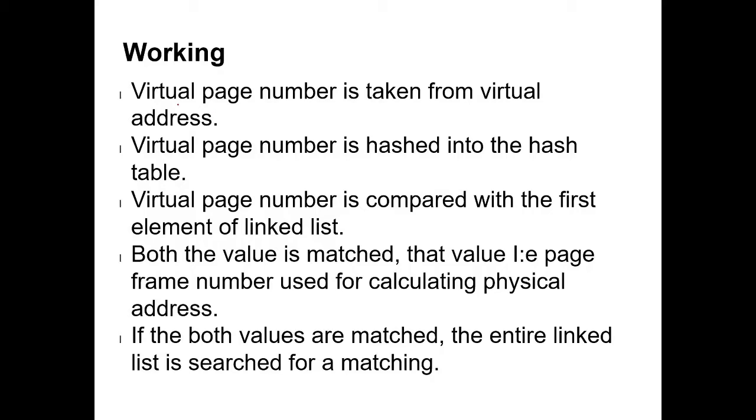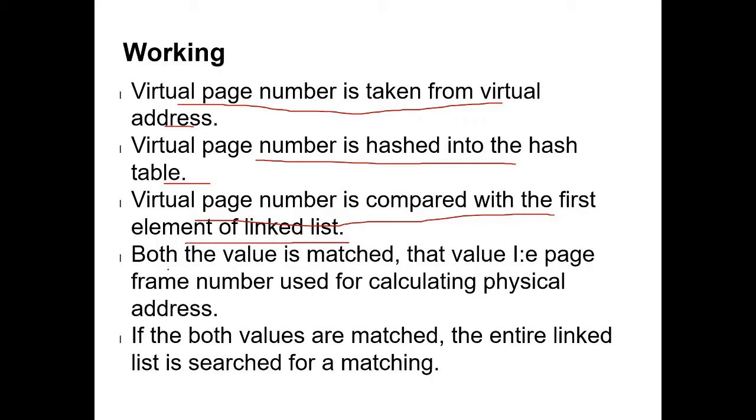So the working is like this: the virtual page number is taken from the virtual address. The virtual page number is hashed into the hash table. The virtual page number is compared with the first element of the linked list. That is, whenever the unique value is generated, it is matched with the entry in the hash table. If both values match, then the frame number will be taken and added. Otherwise, the entire linked list is searched for the matching entry, and then the frame number will be taken and added.